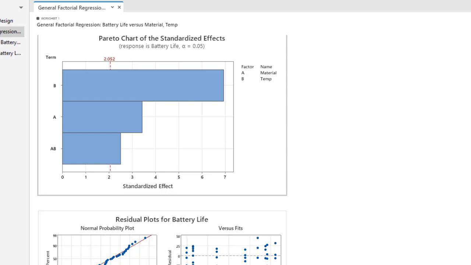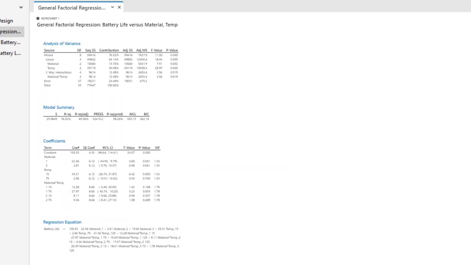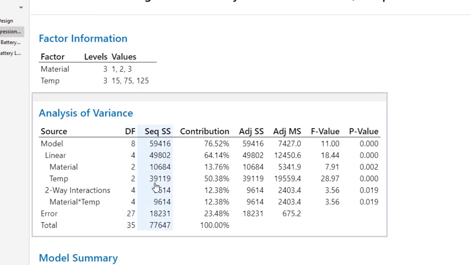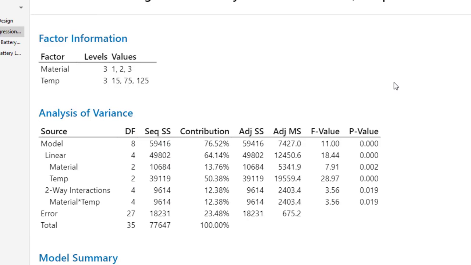You can also verify these graphs using sum of square values. The sum of square value for the temperature is the highest, 39,119. Material has a lower value, 10,684, and interaction has the least value as compared to the above two, 9,614.